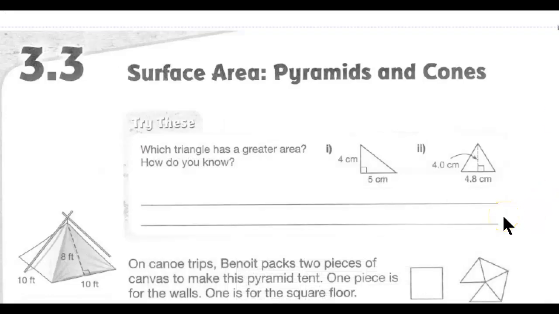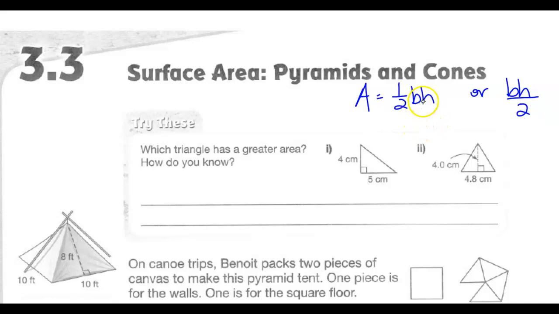Okay, so looking at the try these, it says which triangle has a greater area? How do you know? So without calculating, right? We know the area of a triangle. So let me just write the area down. The formula is a half base times height. Sometimes you might see it as base times height divided by 2. Means the same thing. But the base and the height have to meet at 90 degrees.